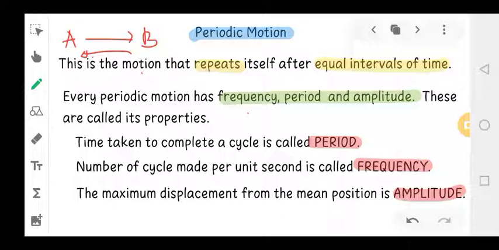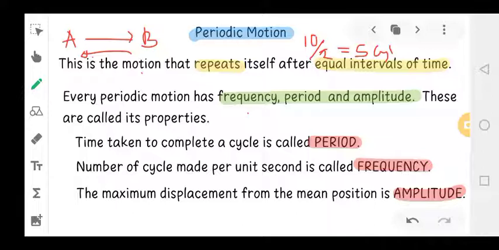Now, the frequency is the number of cycles made per unit time. Let's say a body in circular motion makes 10 cycles in 2 seconds. Then it's going to be 10 over 2, which is 5 cycles per second, which we call hertz.